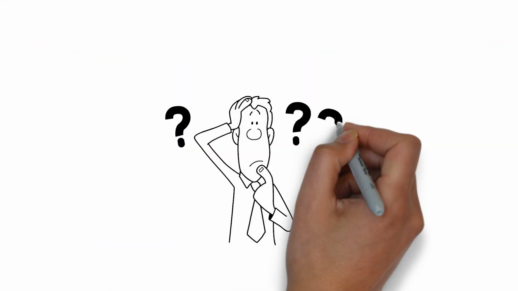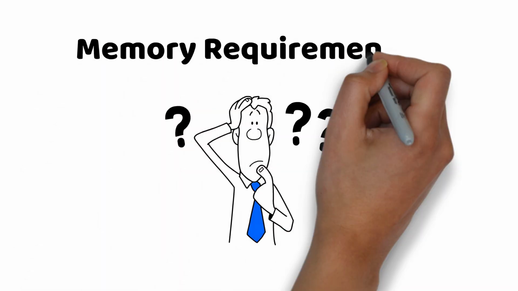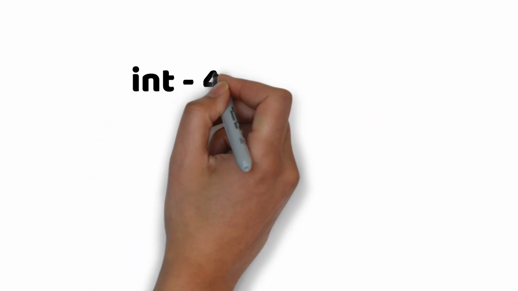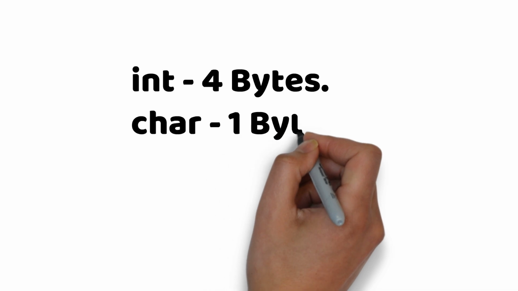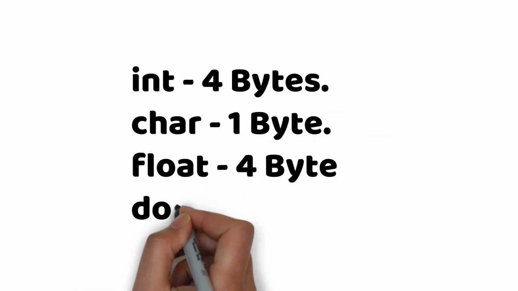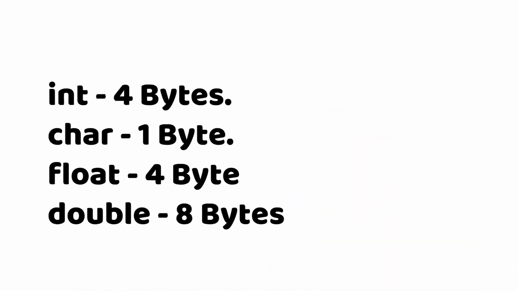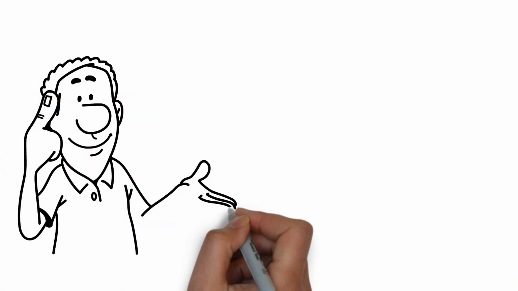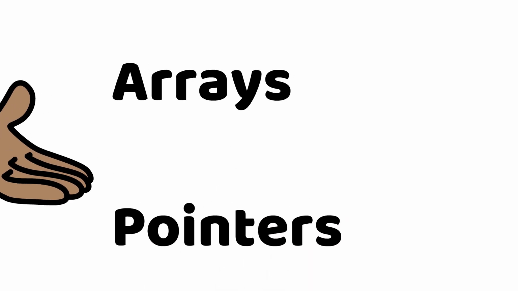Each data type occupies a specific amount of memory. For example, int typically takes 4 bytes. Character takes 1 byte. Float and double take 4 and 8 bytes respectively. Let's move on to derived data types. Derived data types like arrays and pointers extend the functionalities of the basic data types.